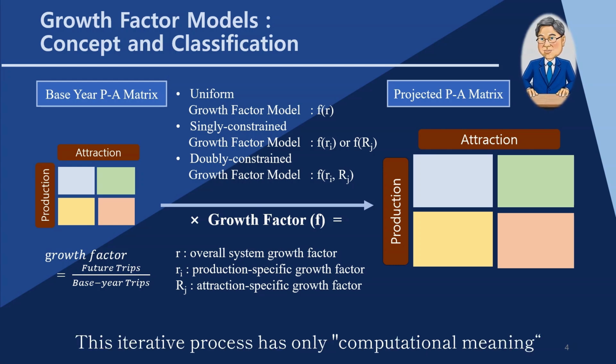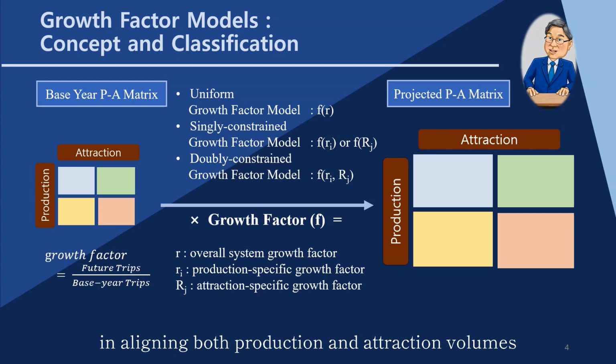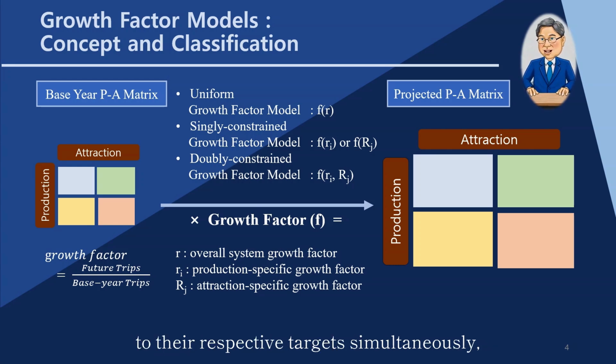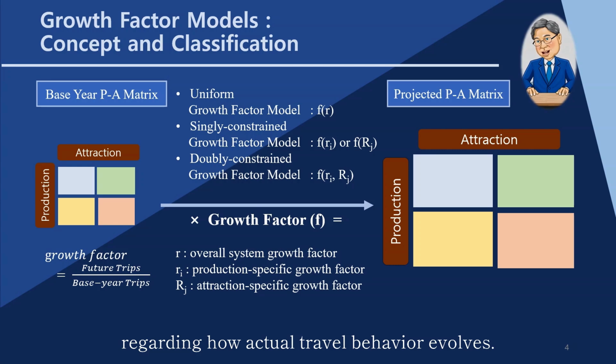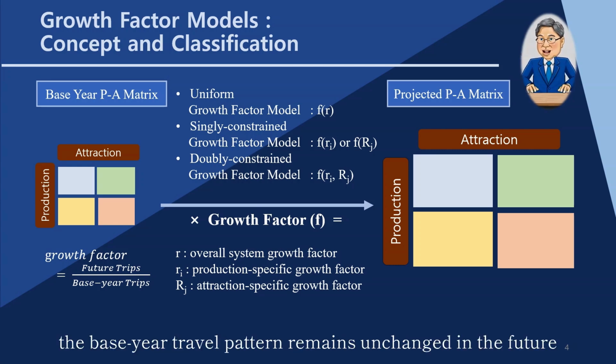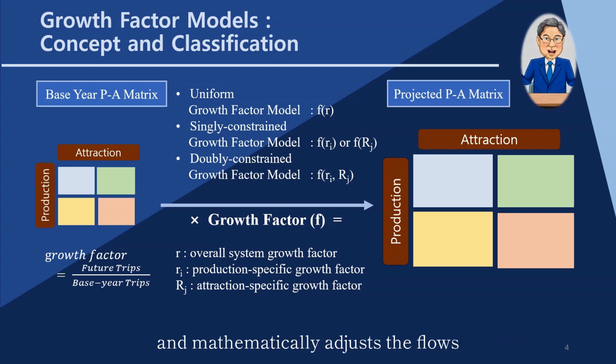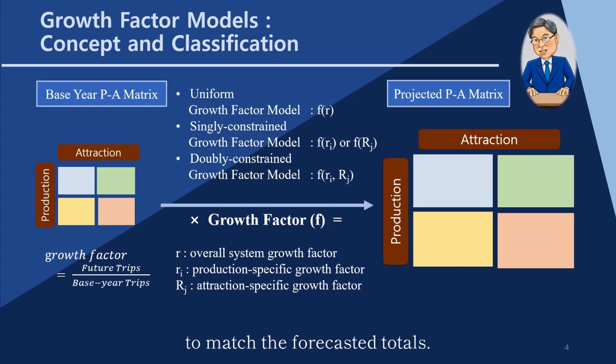This iterative process has only computational meaning in aligning both production and attraction volumes to their respective targets simultaneously, and has no behavioral meaning regarding how actual travel behavior evolves. It simply assumes that the base year travel pattern remains unchanged in the future and mathematically adjusts the flows to match the forecasted totals.